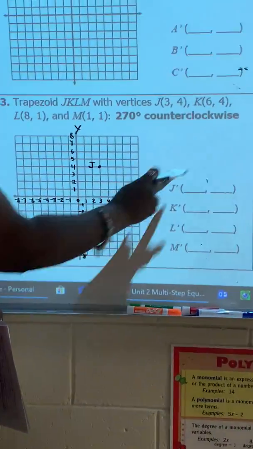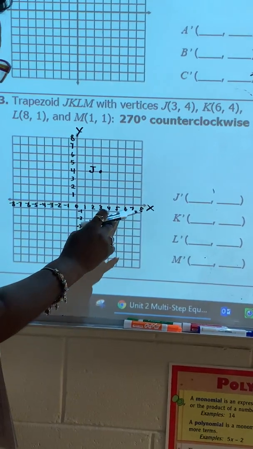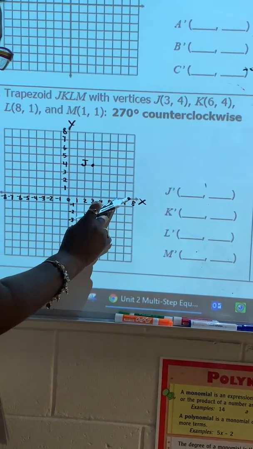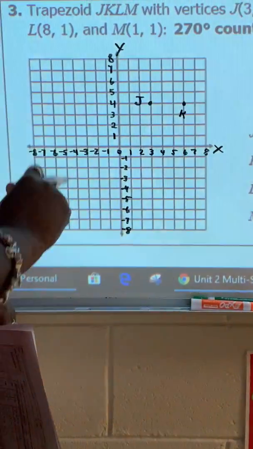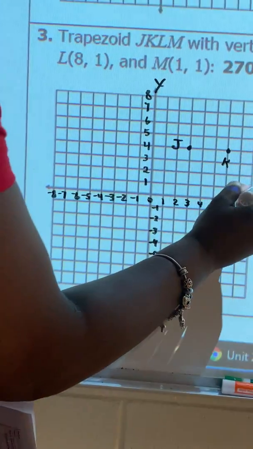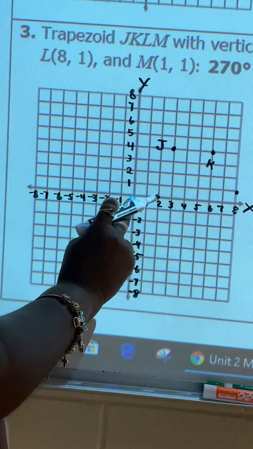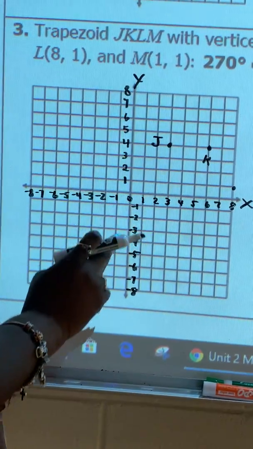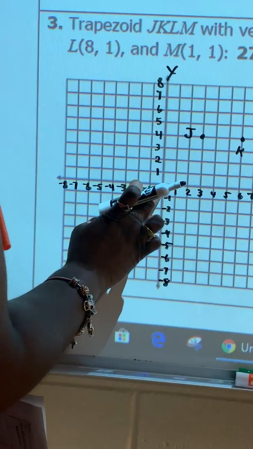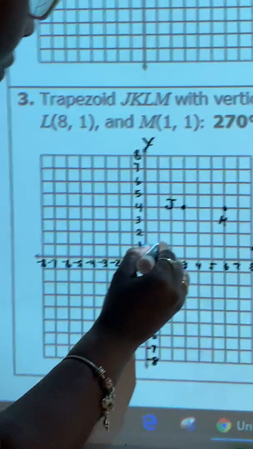And I label that point. K is 6, 4. Start at the origin, crawl to 6, walk up to 4, label K. L is 8, 1. Start at the origin, crawl to 8, walk up to 1. M is 1, 1. Start at the origin, crawl to 1, walk up to 1.